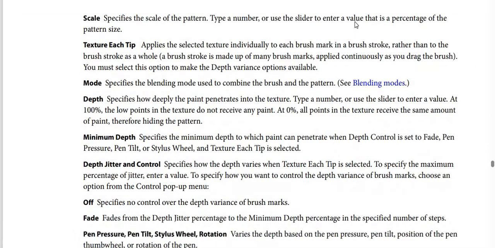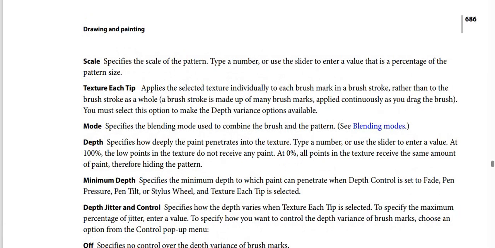So what about scale? Scale specifies the scale of the pattern. Type a number or use the slider to enter a value that is a percentage of the pattern size. And what's the meaning of texture each tip? Texture each tip applies the selected texture individually to each brush mark in a brush stroke rather than to the brush stroke as a whole. A brush stroke is made up of many brush marks applied continuously as you drag the brush. You must select this option to make the depth variance options available.